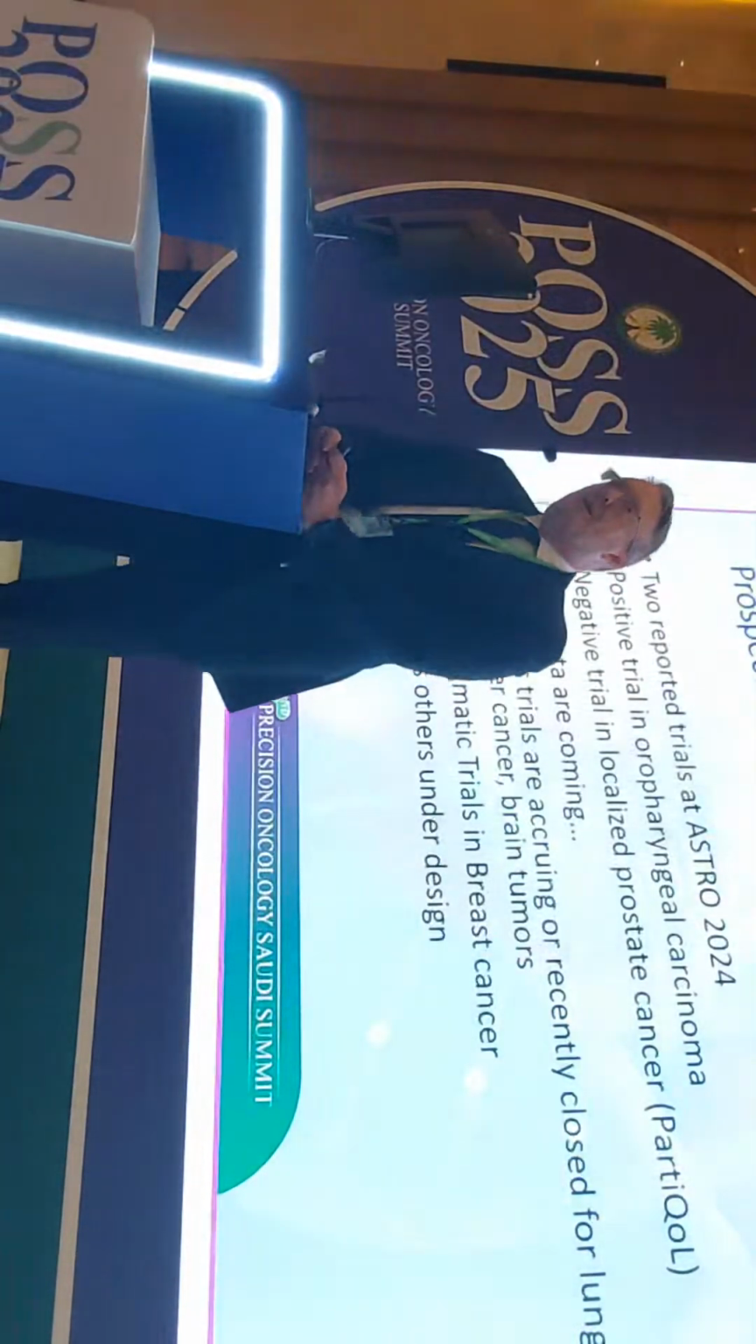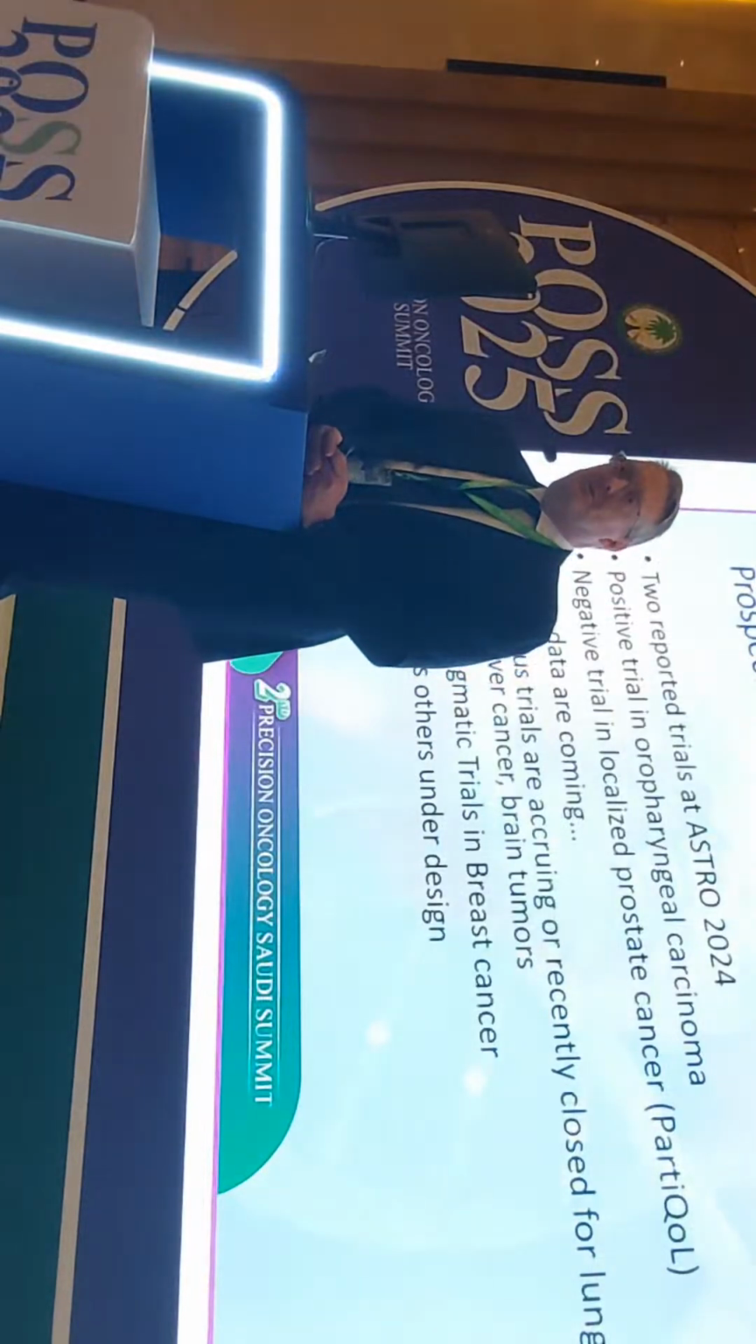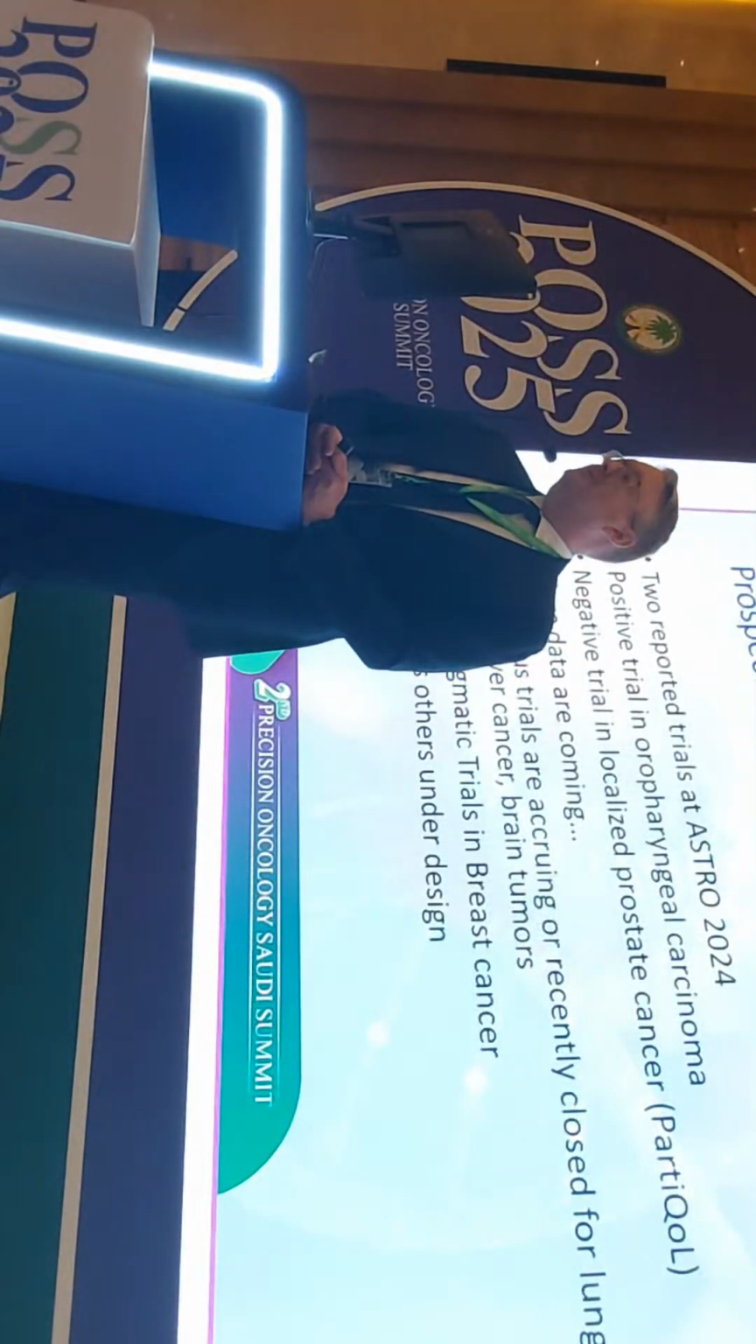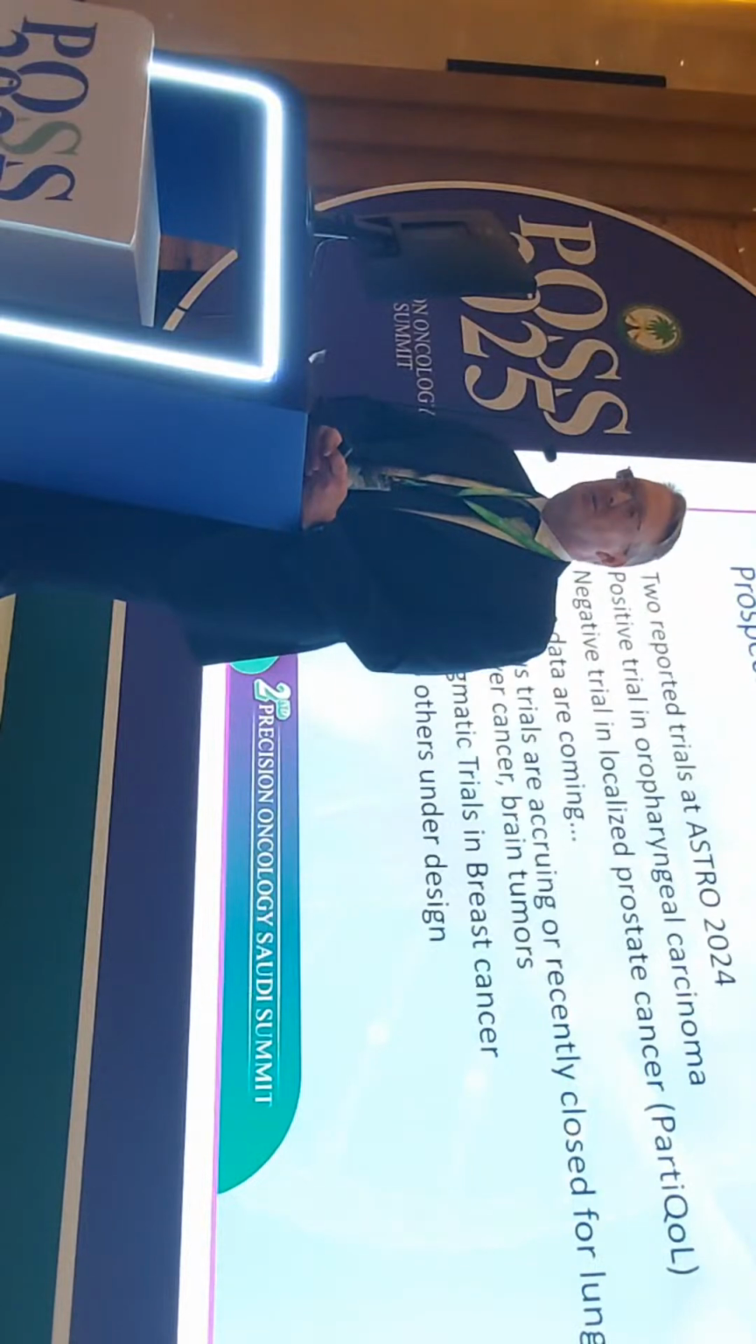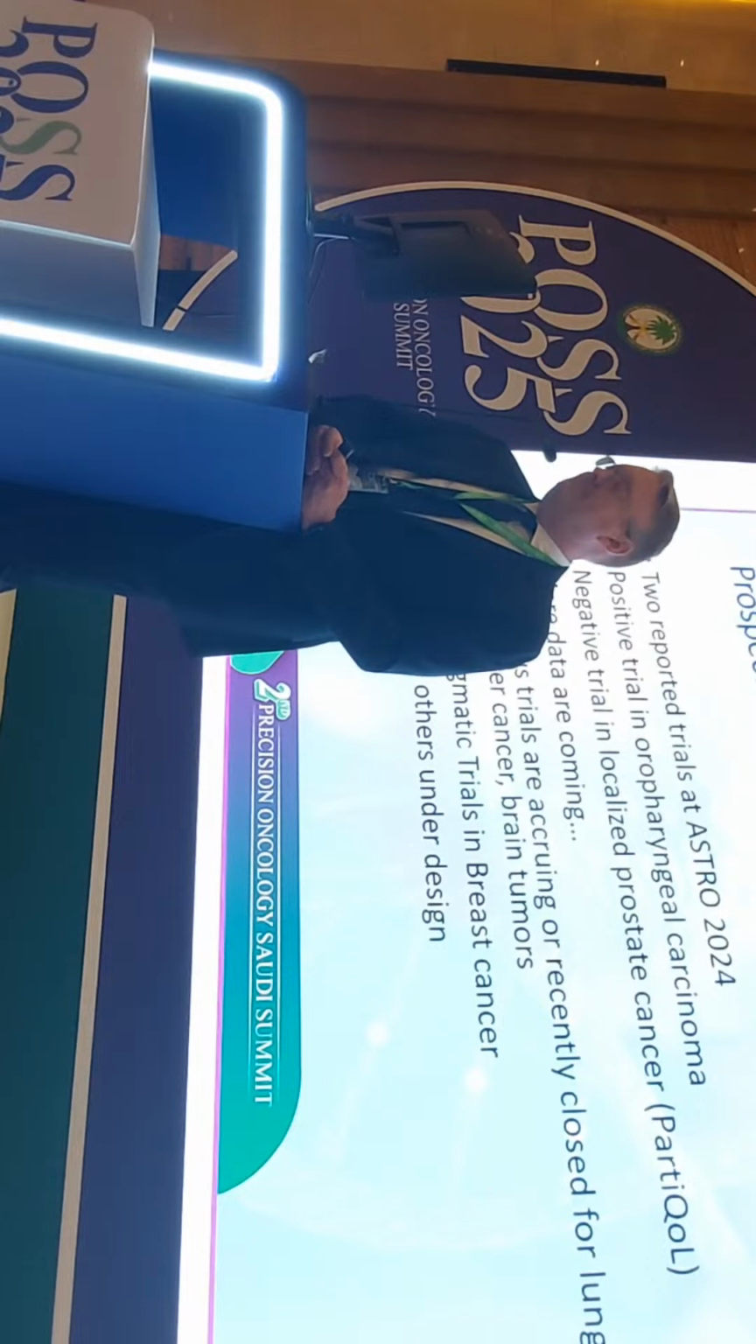Insurance in the United States may or may not cover protons depending on what the patient's diagnosis is. And we embarked about 10 years ago on a number of randomized trials comparing photons to proton beam radiation therapy. 2 of those trials were reported at our annual meeting this past year in Washington, D.C. One positive trial for patients with oropharyngeal cancer of the head and neck, and a negative trial in localized prostate cancer. There are much more data coming.